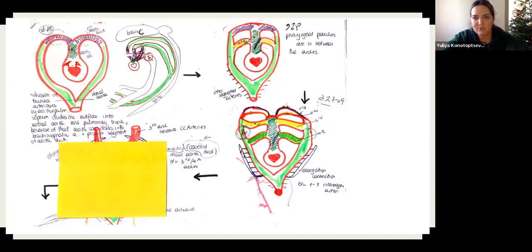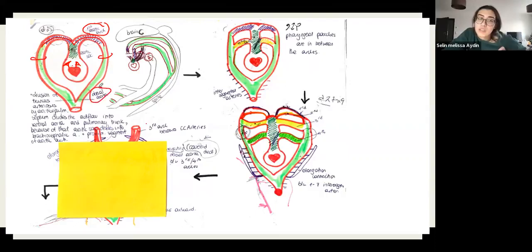The day is approximately day 25. So we start to see that the first aortic arch appears. On day 25, the first pair of aortic arches appears. It comes from the aortic sac like this. And what makes them an arch is that they drain into these vessels. How do we call these vessels? Dorsal aortas.